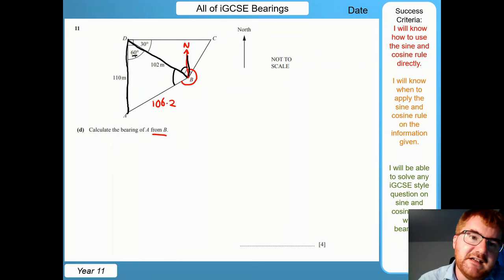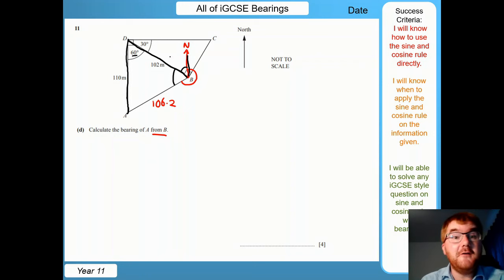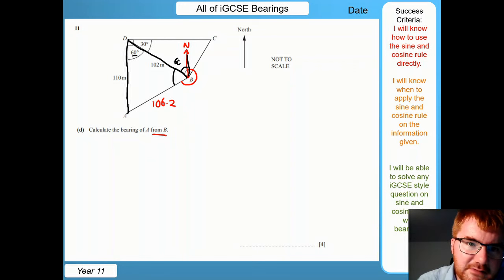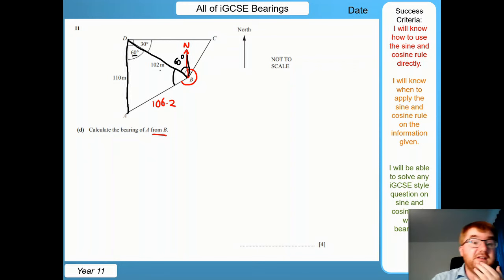Notice the 60 degrees forms a Z angle with this angle here. So don't forget those key angle facts, alternate angles, corresponding angles. So we actually know this is equal to 60. So that saves us a ton of time. All we need to do is now work out this angle here. Now, the way we do this is that we have the angle we want and the side opposite, and we have an angle and side. This calls for the sine rule.